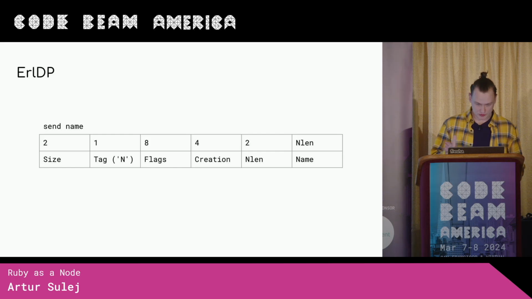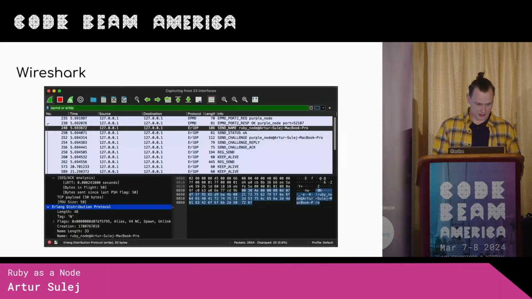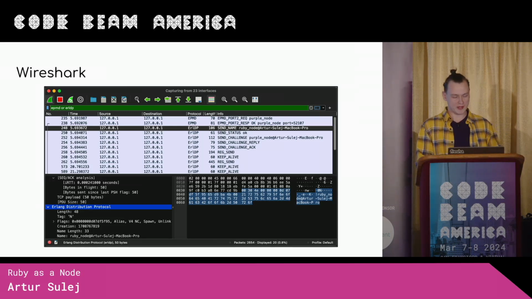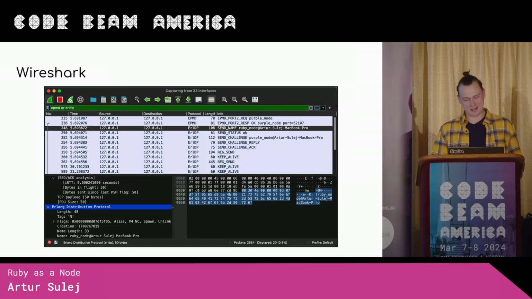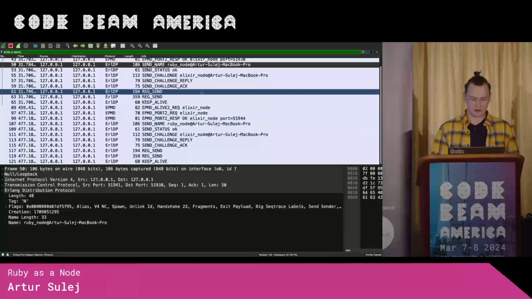Yeah, all the numbers here are big endians, but we'll see that later in the code. Wireshark. It's not an advertisement of some VPN. It's a really cool tool to peek into network traffic on your computer.